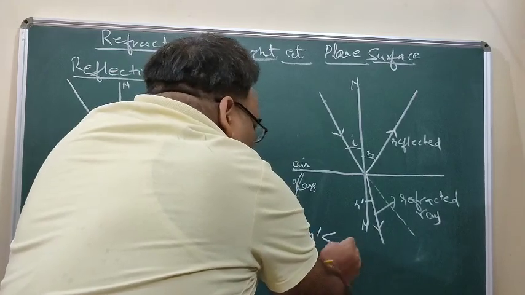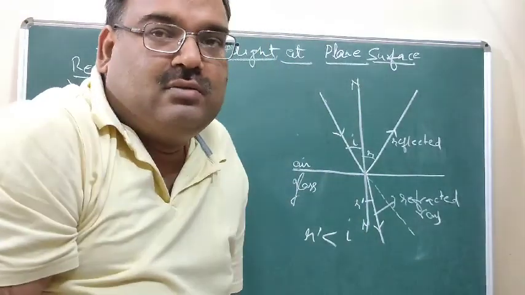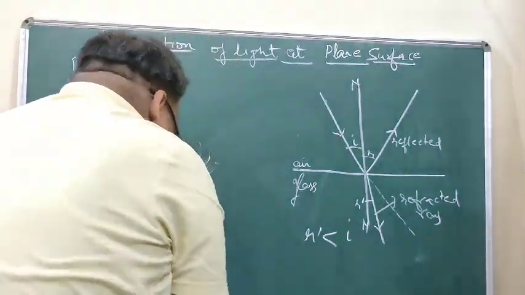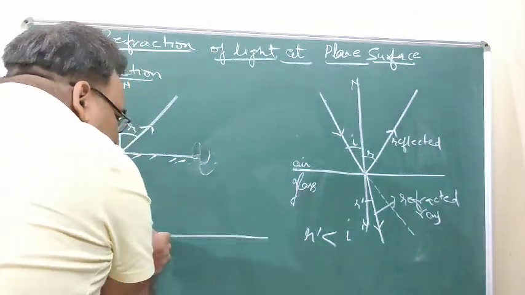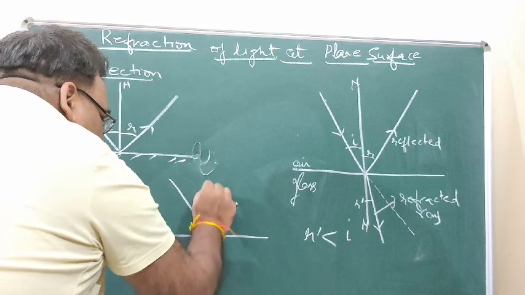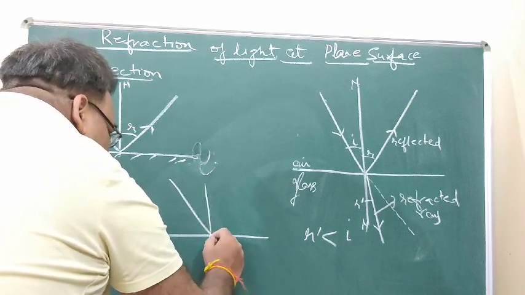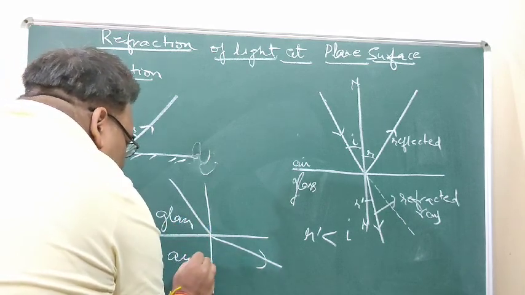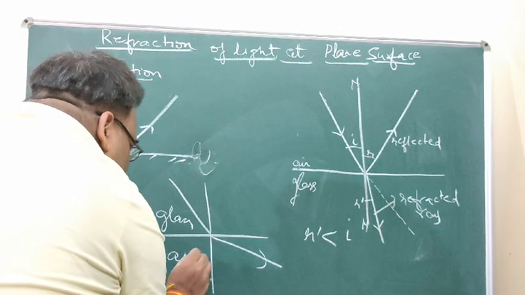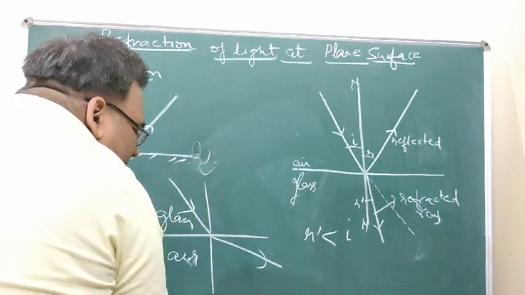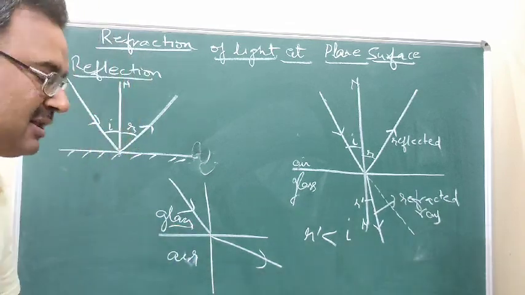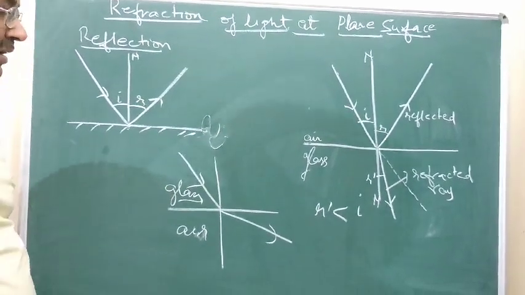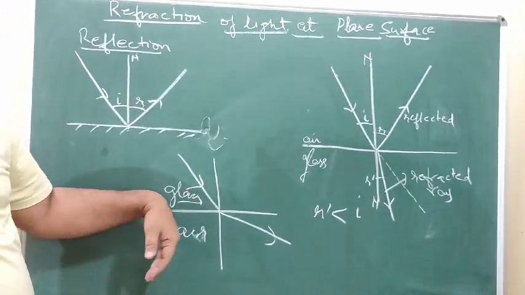Angle R dash is smaller than angle I. Now if a ray of light travels from glass to air, what is happening here? It is moving from glass to air. Now when it is moving from glass to air, the ray is bending away from the normal.